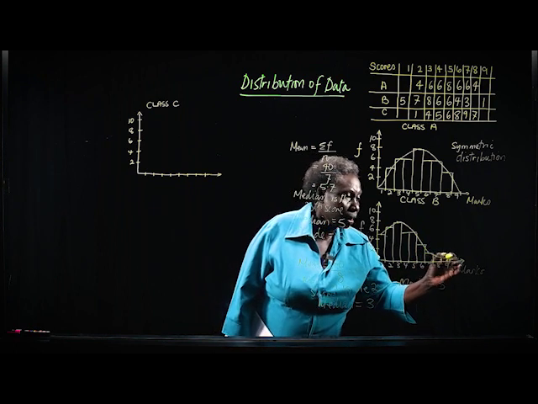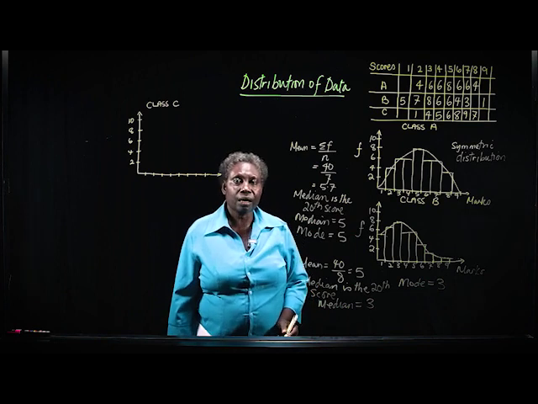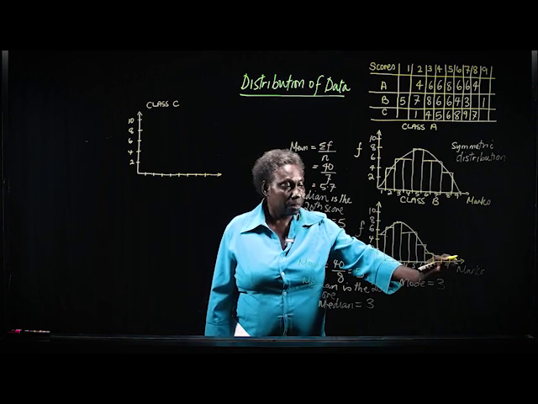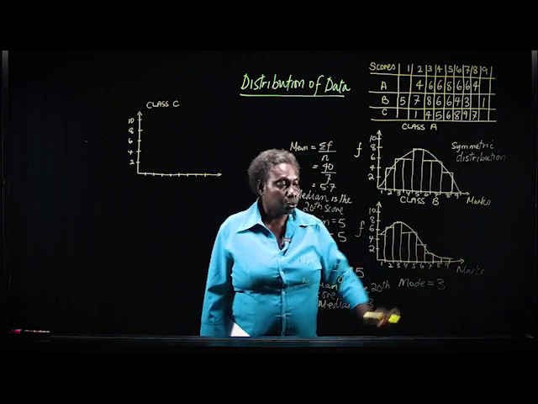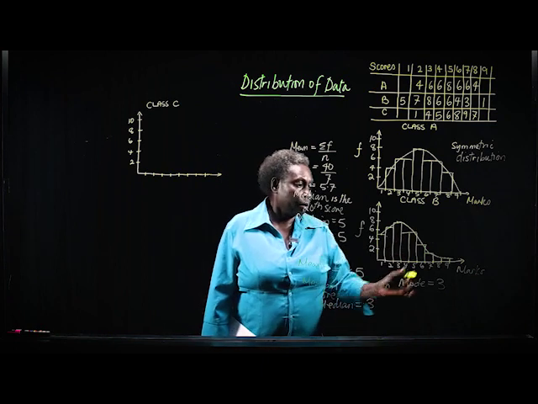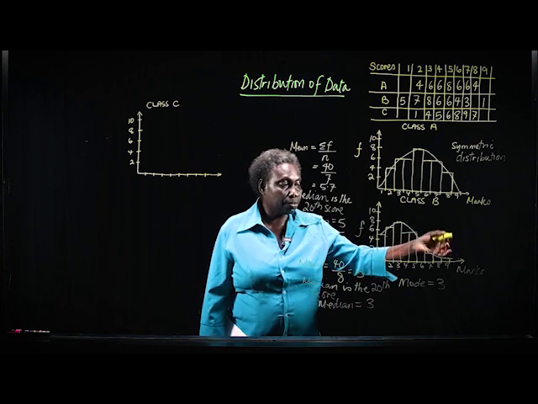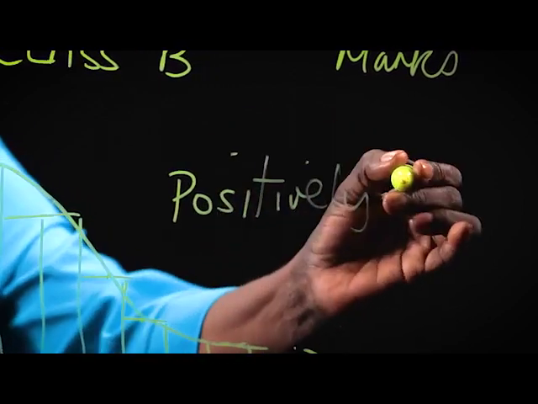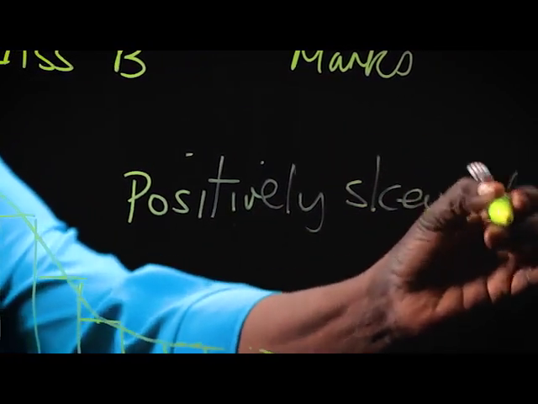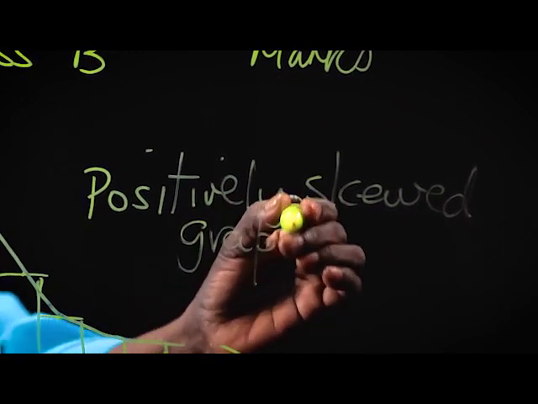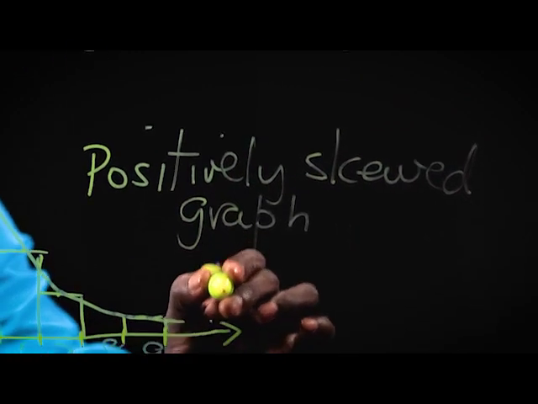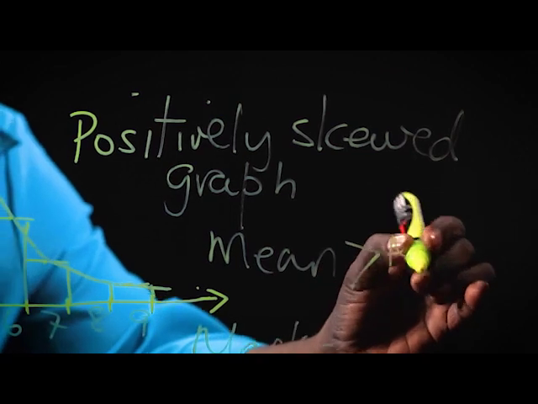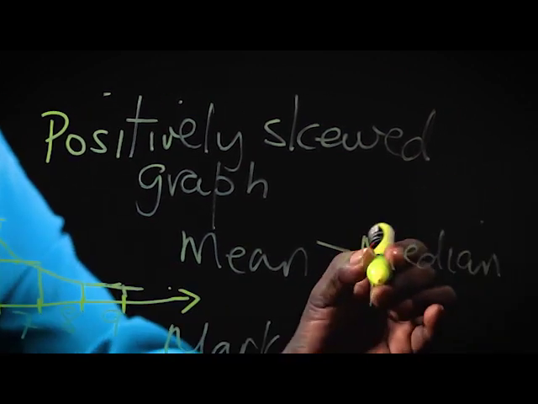Okay, we can see that the graph is leaning to the left, or it is stretched to the right. The highest score is to the right, and therefore it is leaning to the left, and this is a positively skewed graph. Positively skewed graph or distribution where the mean is greater than the median and the mode.